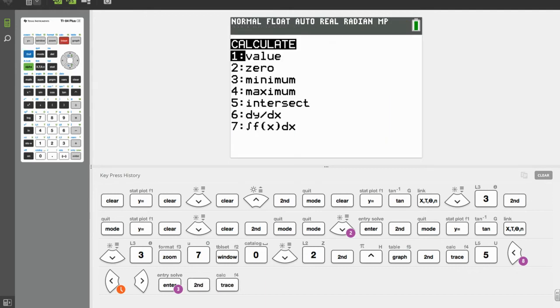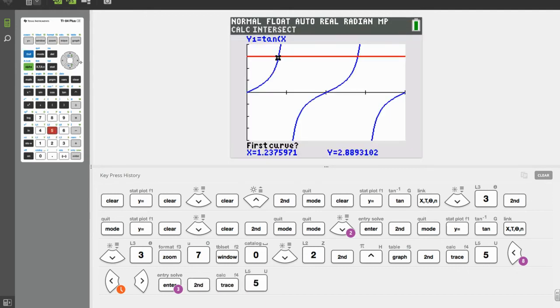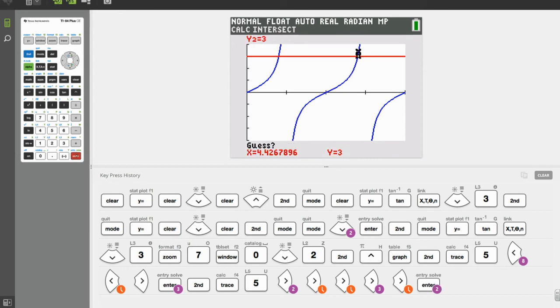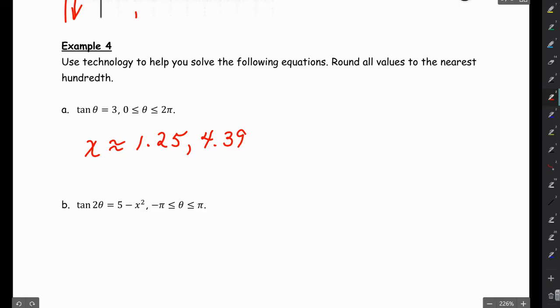And then we'll do it again. Second trace, number 5. Move near the second intersection point. Just need to be closer to this intersection than to the other one. Hit enter, enter, enter, and we get 4.39. Right, let's try the next one.